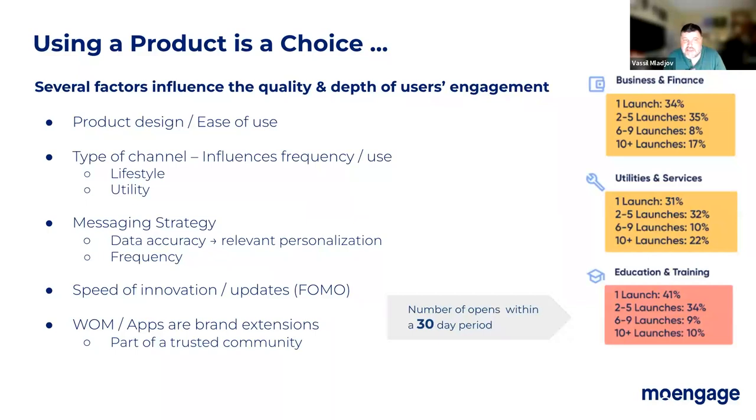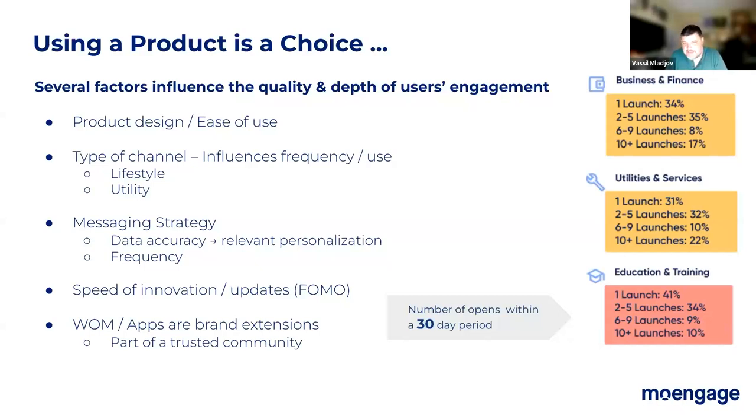But the type of channel here also influences the use. Is it lifestyle? Is it utility? All of this really matters, and also different times. Right now, I bet there are a lot of apps that are interesting to users around finance in these economic times. How do I save money? What do I do because I'm all stressed out with my work? And mental health apps have been going through the roof, especially during COVID. So it depends on the message, it depends on the vertical, it depends on a lot of things like that.